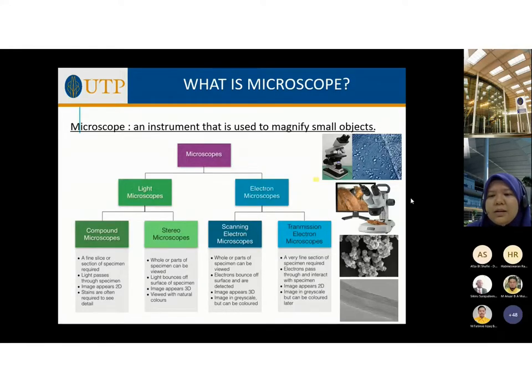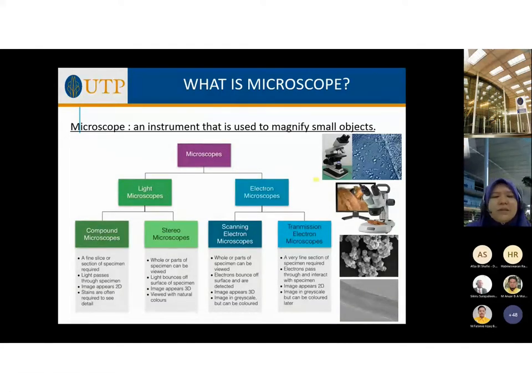For the second one, which is the stereo microscope, this is an example of the stereo microscope. For the stereo microscope, we can put the whole specimen or parts of the specimen to be viewed, and the light is bounced off the surface of the specimen, and we can see the image in a three-dimensional structure. And for this one, we can see the natural color of the specimen.